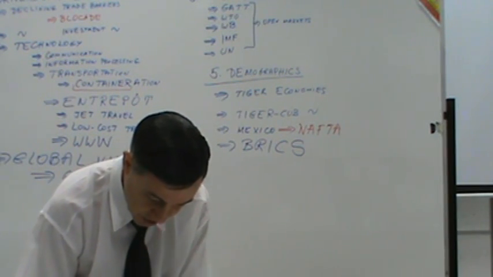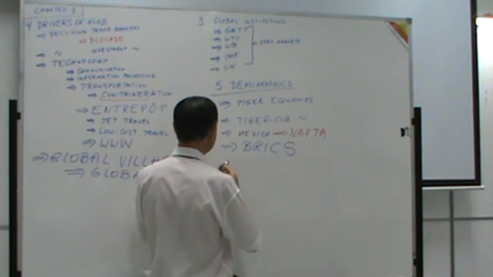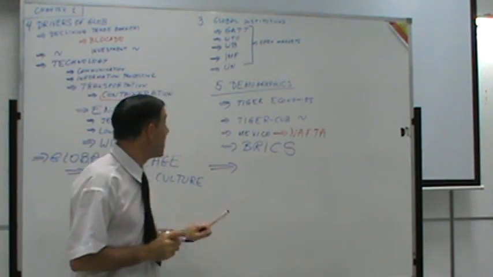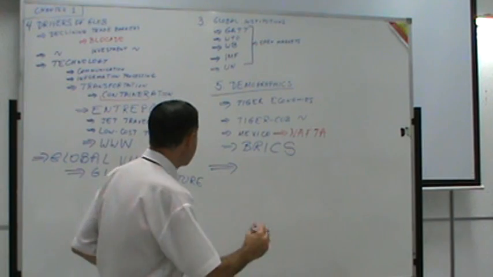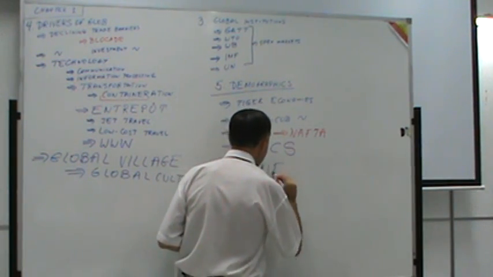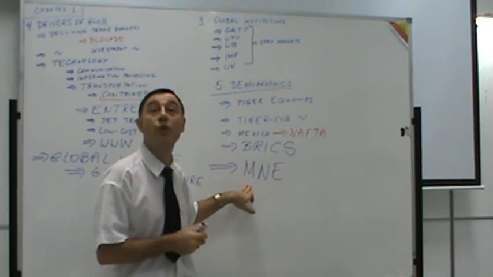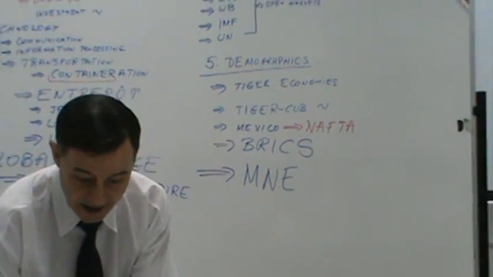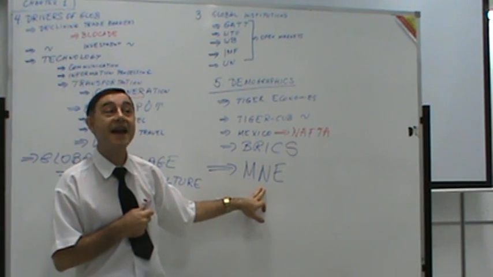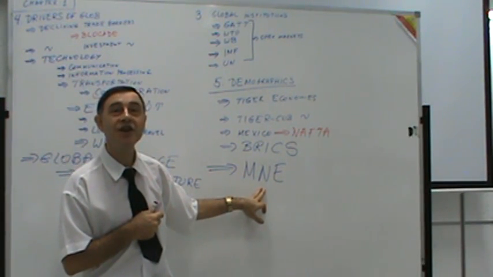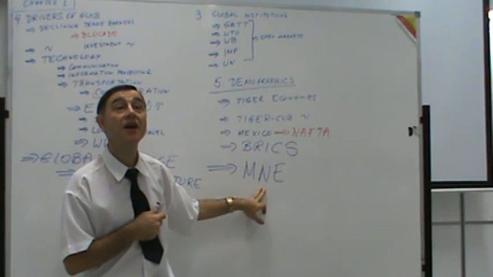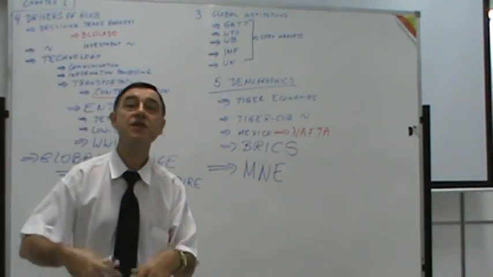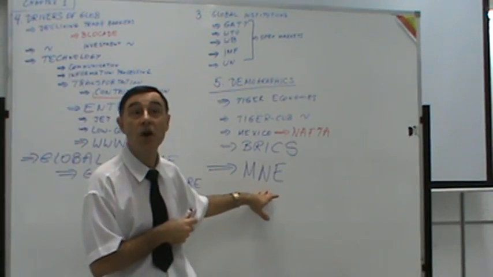Okay, changing to multinational enterprises. The first section was about the economies, the second section was about the investments, and now is the section on MNEs. MNE is what I've been using over and over, multinational enterprise. It's simply a business that has activities or operations in multiple countries. It could be basic exports, investments, production, a lot of things. We're going to be talking a lot about them.